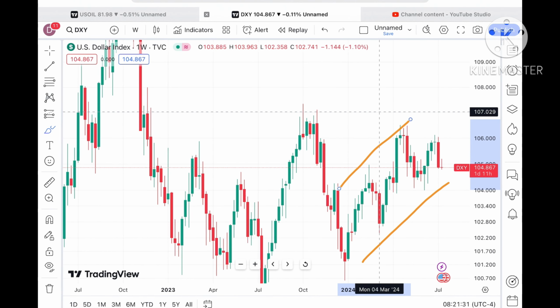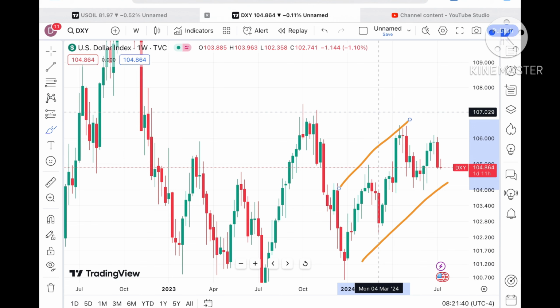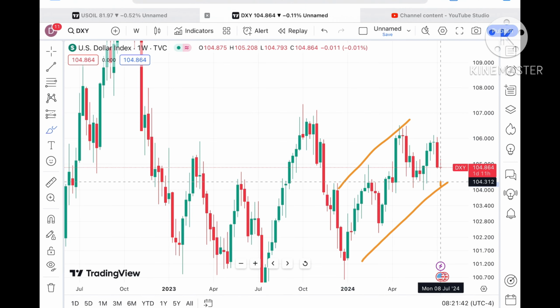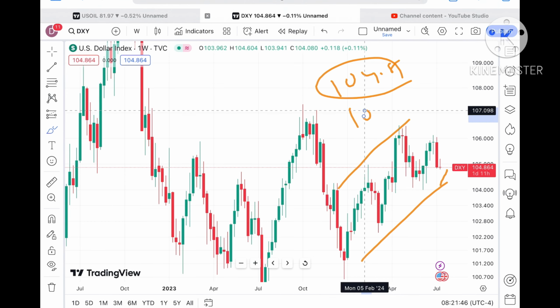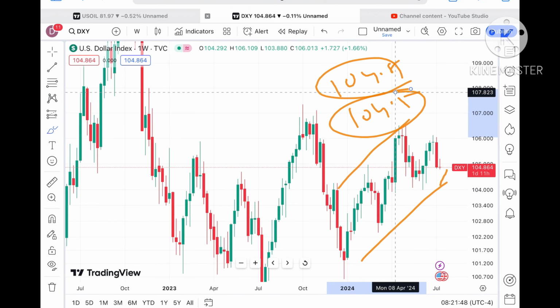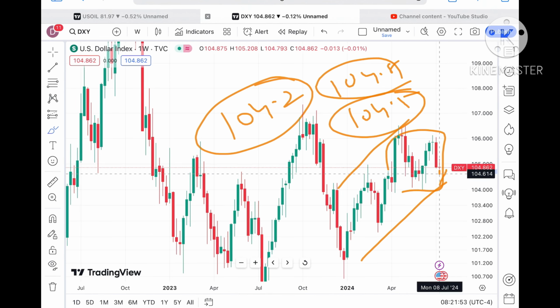If you look at the Dow Jones, it is continuously on the higher side, and the probability can be higher that the dollar index can come down. Looking at this chart, suppose the price keeps moving below a level of $104.8, then it can touch a level of 104.5, and if it starts going below this level, we can see a level of 104.2, and then there will be a zone breakout.